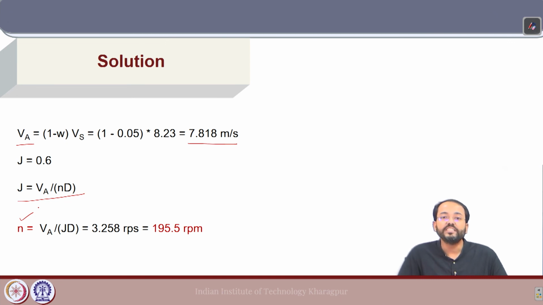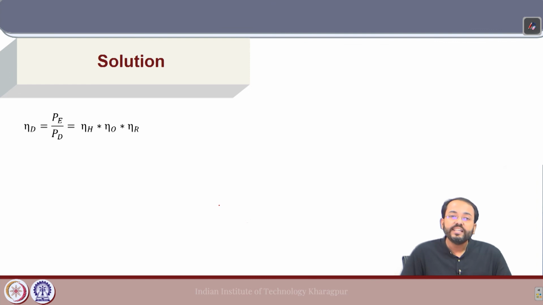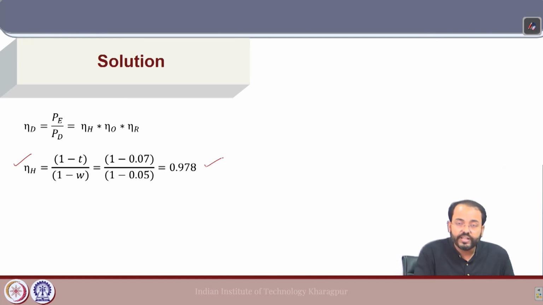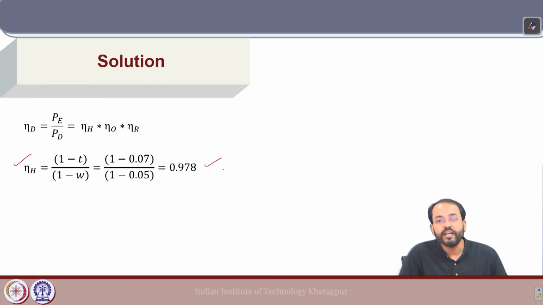Okay. Next, we will compute the powers. So, eta D is the quasi-propulsive coefficient given as eta H into eta O into eta R. Now, the hull efficiency eta H can be computed from the given values of thrust deduction and wake fraction. We get this value, here it is 0.978, slightly less than 1.